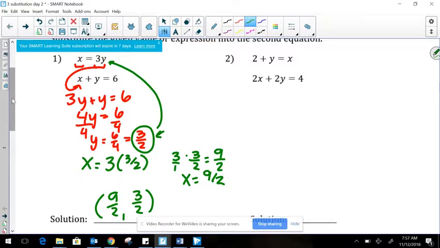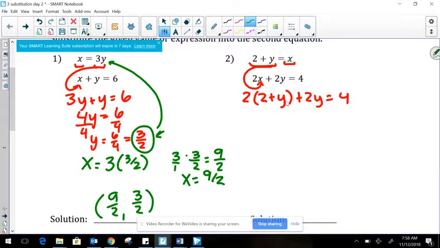Okay, number 2, again, we want to look for the variable that's by itself if there is one. So I see, oh, x is by itself right here. Okay, so 2 plus y is equal to x. So I'm plugging in this 2 plus y down here for the x part. So I have 2, and then I have to put parentheses because this x is 2 plus y now. So I need to put parentheses around that, and then plus 2y equals 4. Okay, so this part in the parentheses is the part I substituted in.